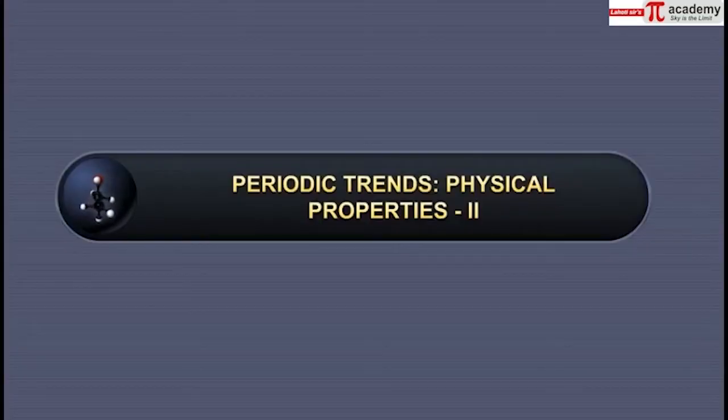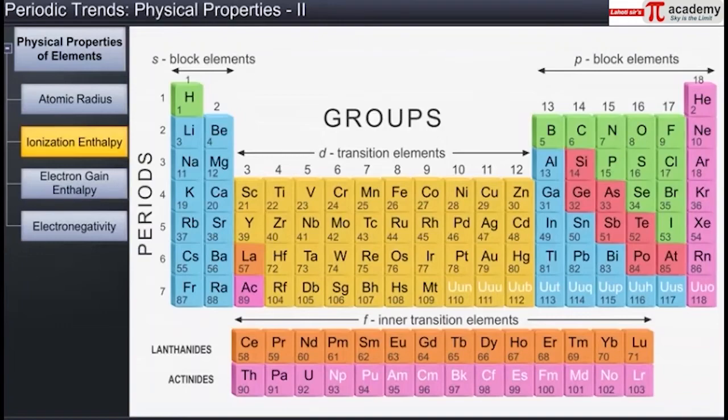In this module, you will learn about the periodic trends and the physical properties of elements in the periodic table. Another important physical property is ionization enthalpy.